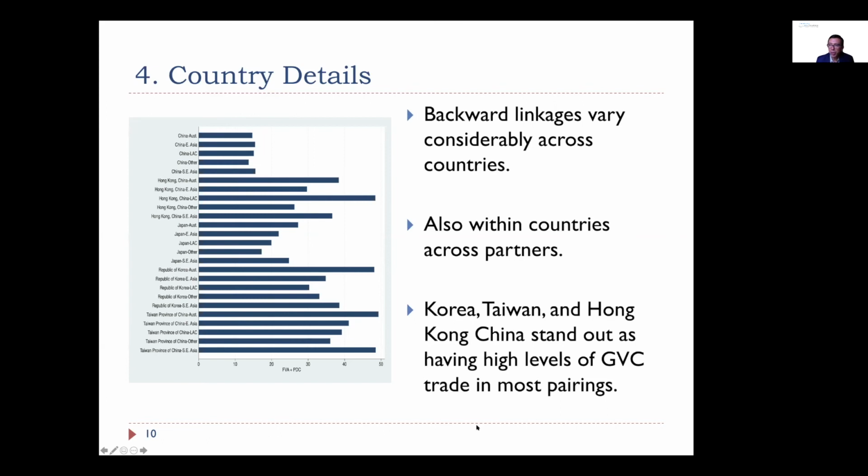Even for the same exporting countries across importing regions, we see substantial differences. So backward linkages, we can see here, vary quite considerably across countries, within countries, and across partners. And when we look down the data, we see that Korea, Taiwan, China, and Hong Kong, China stand out as having particularly high levels of GVC trade in most pairings.